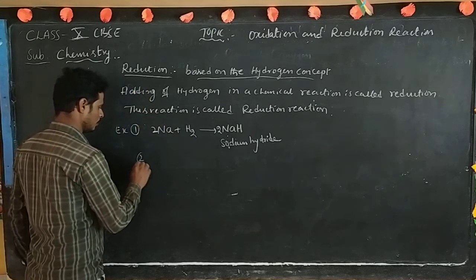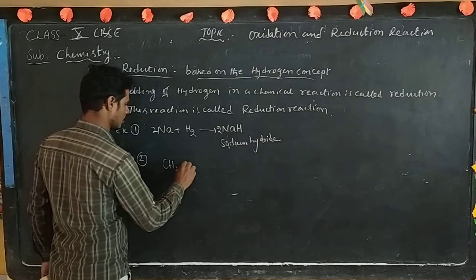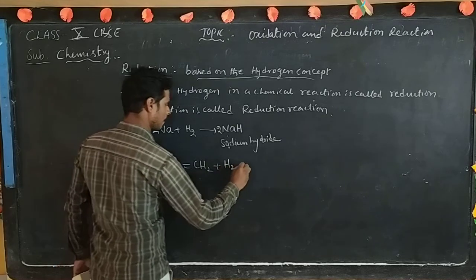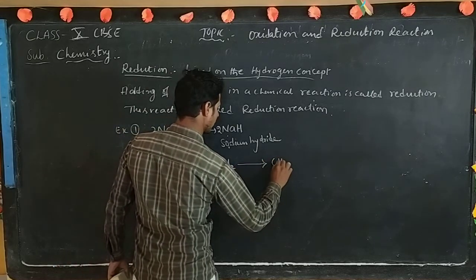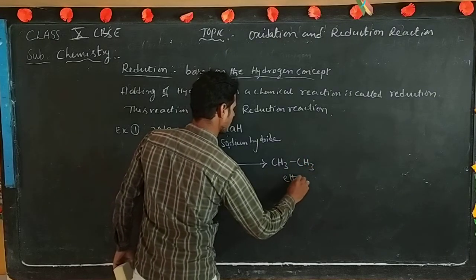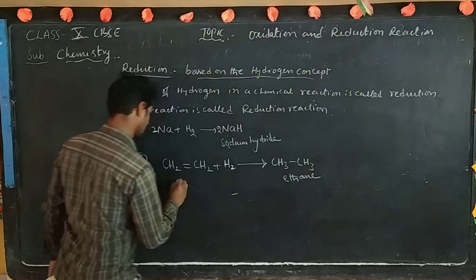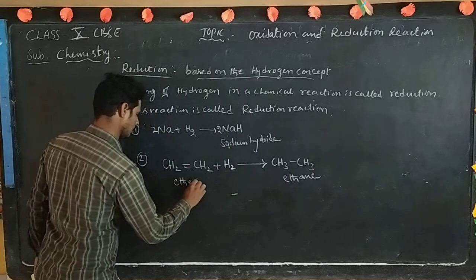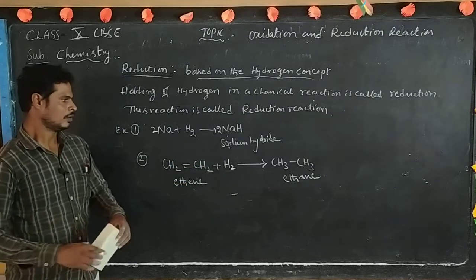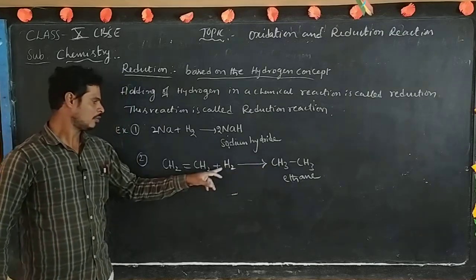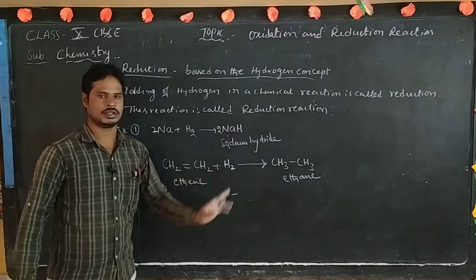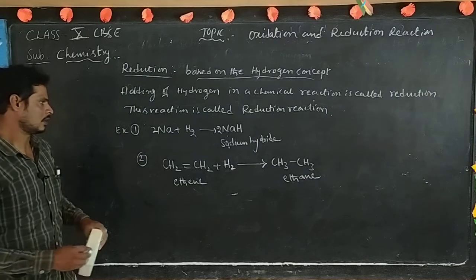Next, example 2. Here ethene reacts with hydrogen to form ethane. So what we are doing here is adding hydrogen to become ethane. This is also an example of reduction. Next.